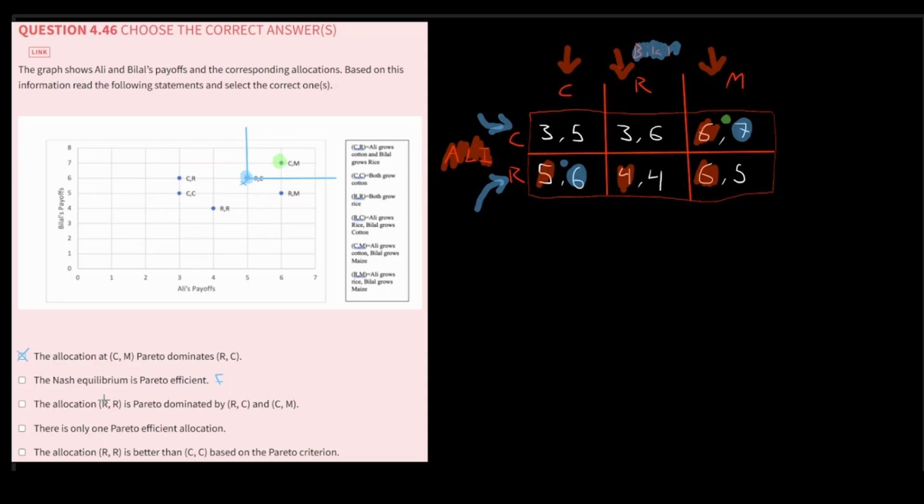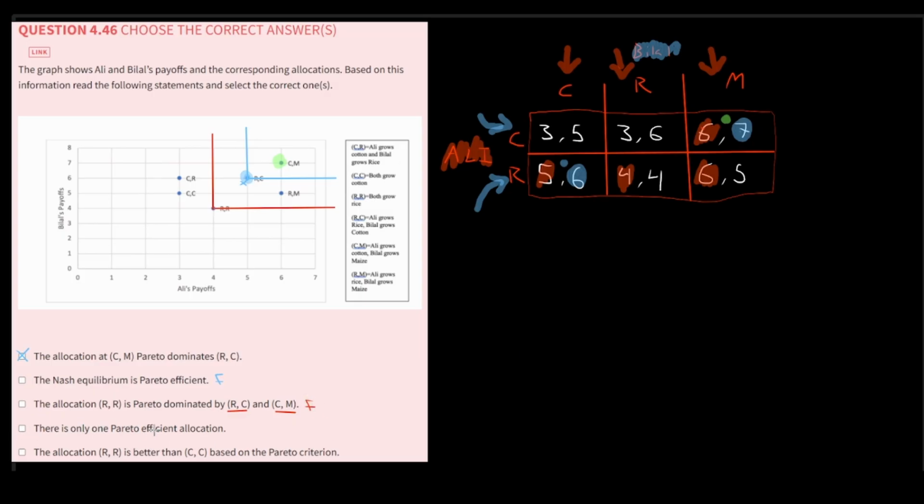The third option here, the allocation RR is Pareto dominated by RC and CM. Well, let's take a look. We'll use red for that. Here's RR. Yes, it is dominated by RC. That's that guy. Yes, it's dominated by CM. That's that guy. But it's also Pareto dominated by RM. So this isn't entirely true. Because it's not entirely true, I'm going to go and say that that is false.